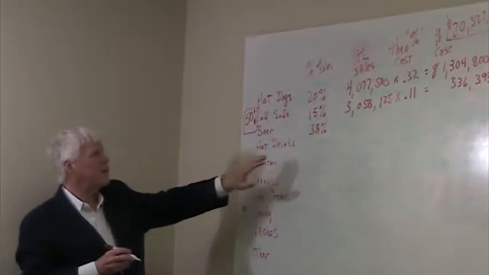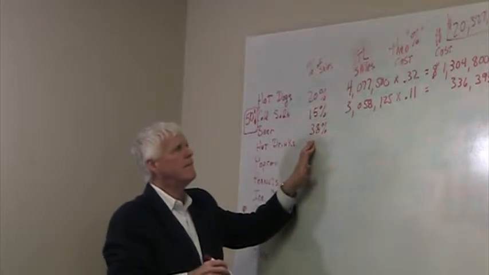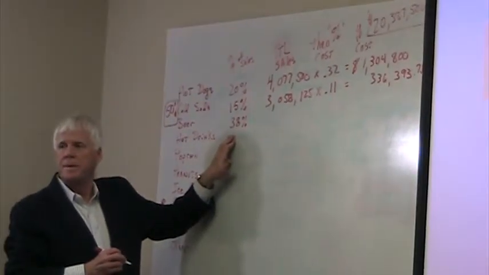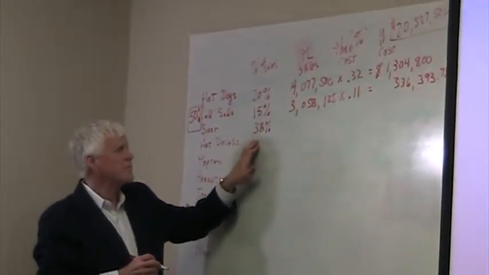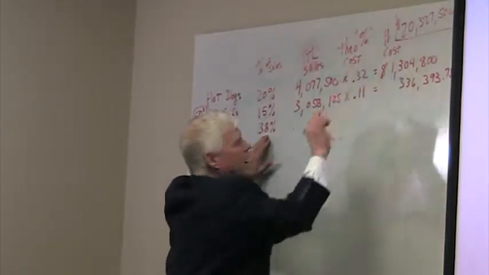So now we're going to take 38% times 20 million, and what do we come up with? Sharon, you're quiet. What's that number? 20 million times 38%.